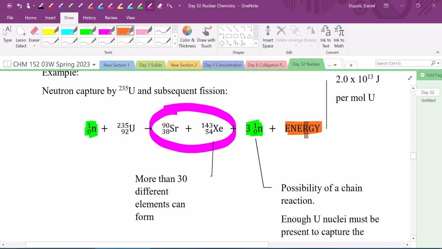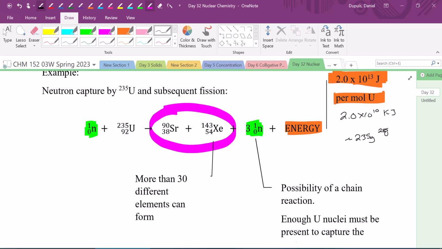If you look, it's 2 times 10 to the 13th joules per mole, which is 2.0 times 10 to the 10th kilojoules per mole. Of course, a mole would be 235-ish grams. So for about every 235 grams of U-235, now, it's going to be more mass than that, and we'll talk about that in a second. But that's a lot of energy.